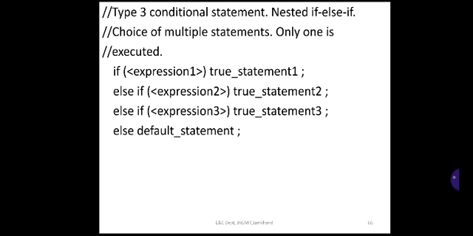If expression 2 is evaluated to false, or if it is 0, then the next else if part is checked. Else if expression 3 is evaluated, if it is true, or if it is a non-zero value or a logical 1, then true statement 3 is executed. If this expression is also evaluated to false, you can add any n number of else if, and finally you can have a default statement, the else default statement.